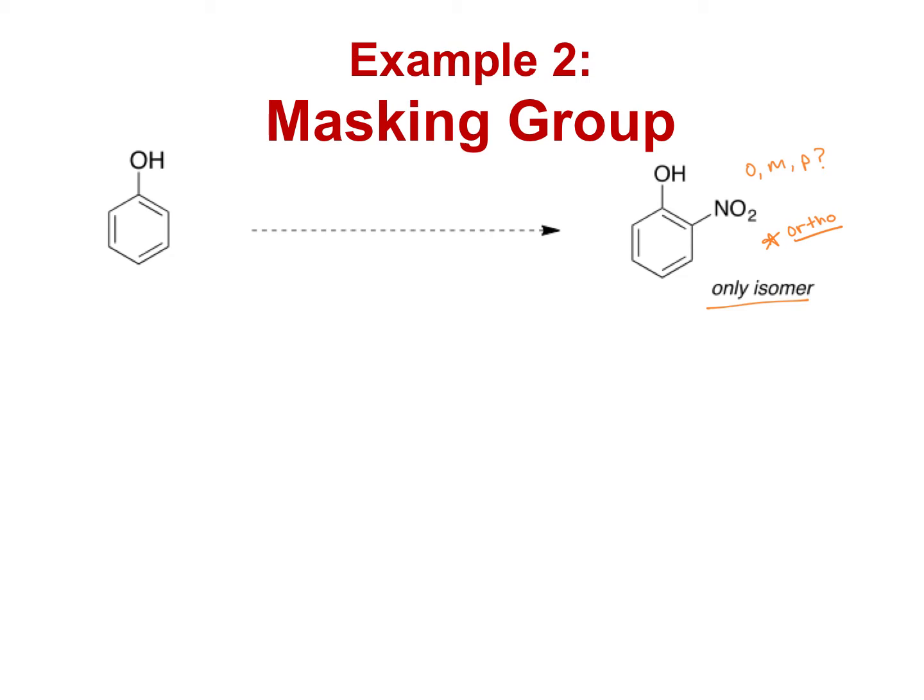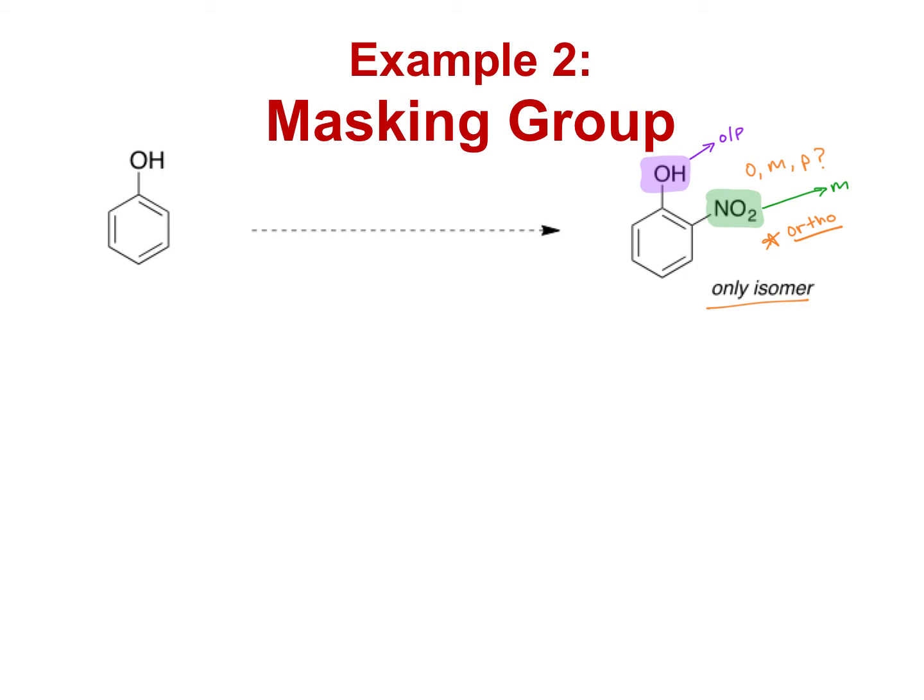So now let's look and see what kind of directors we already have that we're going to be able to add later. So let's take a look. So the first one is the OH, so we'll look at that. So what kind of director is an OH? Right, it's ortho para, right? So that's a good sign. And then what about the nitro group? What kind of director is that? Right, that's a meta director, so we don't want to put that one on first.